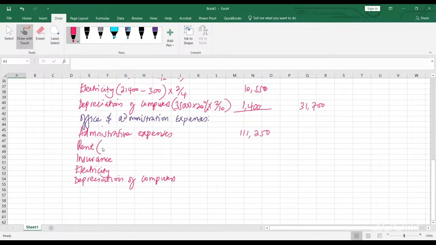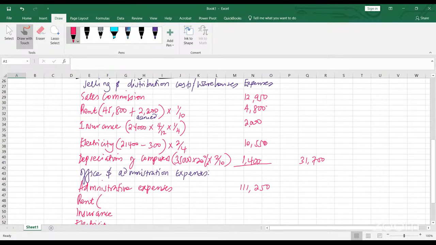Let us start with the rent. Rent is 45,800, but there is some accrued of 2,200. What fraction do we take to office and admin? 2 out of 5. What is 45,800 plus the accrued of 2,200 times 2 over 5? How much do we get? 19,200.